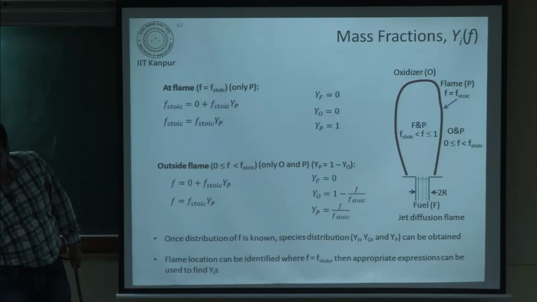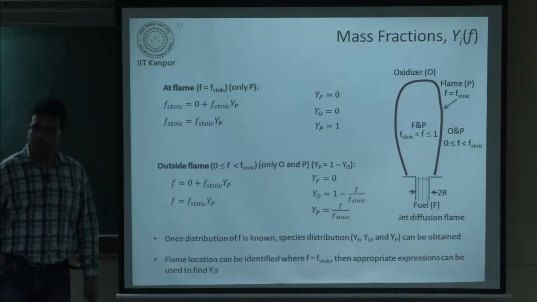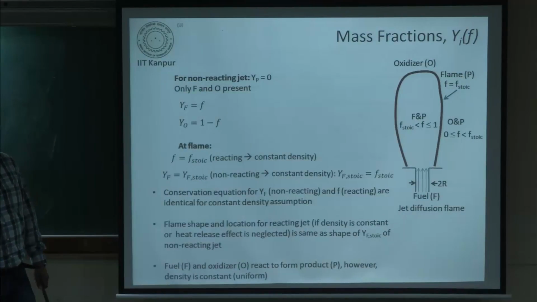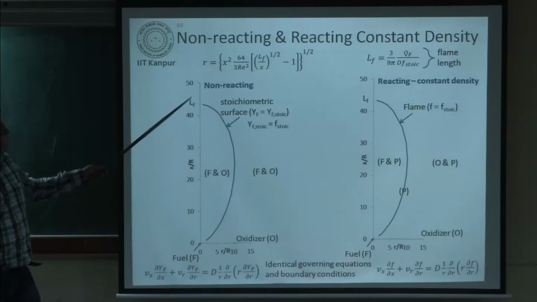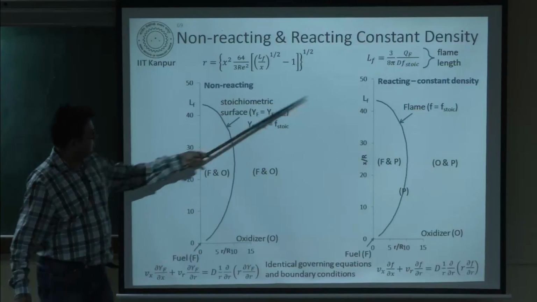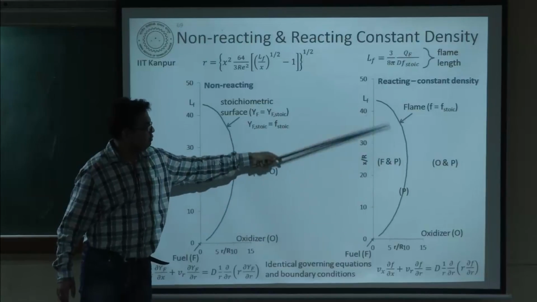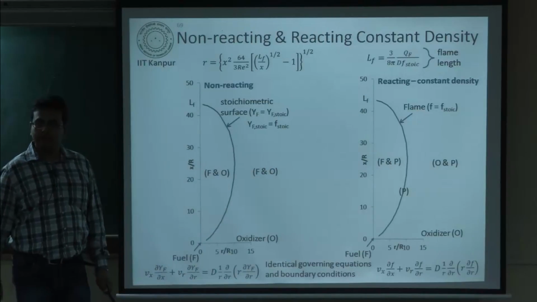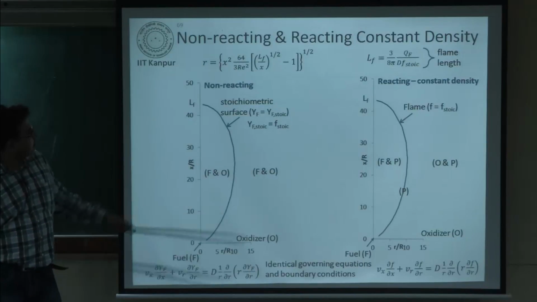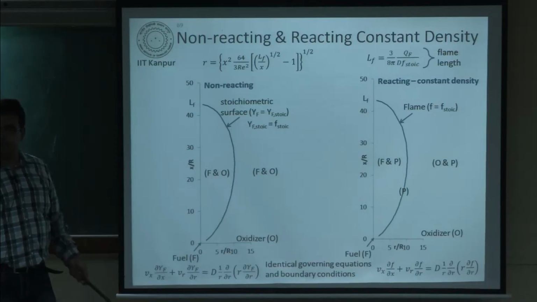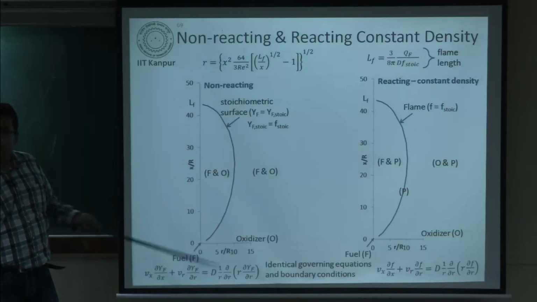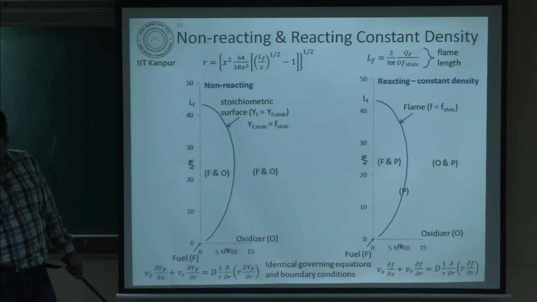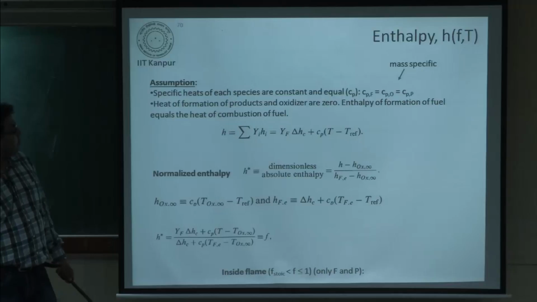When we know this, we still do not know the temperature, so we need to know what the temperature is. Again you see that for the non-reacting and the reacting case, if you assume constant density, the flame surface will be almost similar and the flame length will be similar. Of course that is for constant density; if you take variable density, then it will be different. The density is uniform everywhere. That is the assumption. Now we need to calculate the temperature in terms of the mixture fraction.